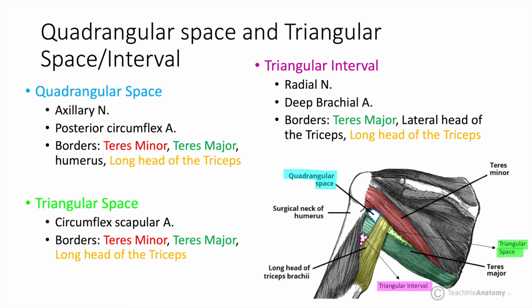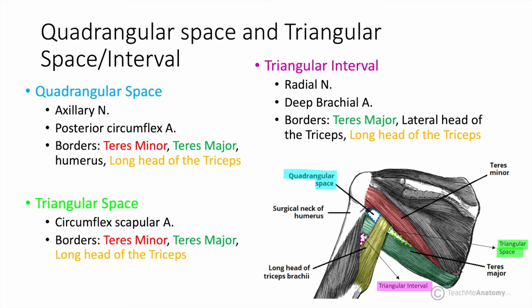So our quadrangular space, the borders are our teres minor, teres major, humerus, and the long head of the triceps. And as you can see with teres major and minor, there's going to be minor over major. It's following our pattern. In that quadrangular space, our axillary nerve comes out and our posterior circumflex artery. In our triangular space, we've got our circumflex scapular artery, and the borders are going to be teres minor, teres major, and the long head of the triceps.